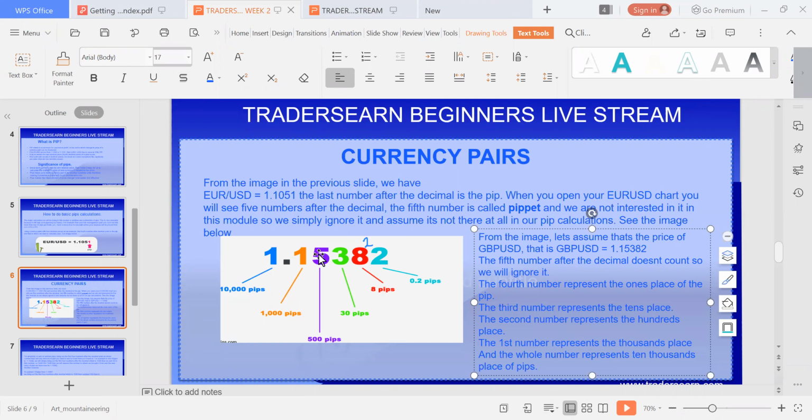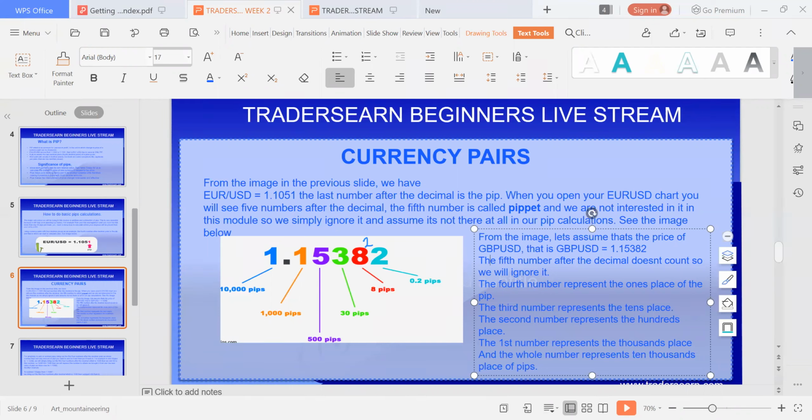Then this is the thousands place, sorry, the hundreds place. That means any number we have here is going to be in hundreds. Like if you have 7 here, this is going to be 700 pips. If you have 2 here, it's going to be 200 pips.